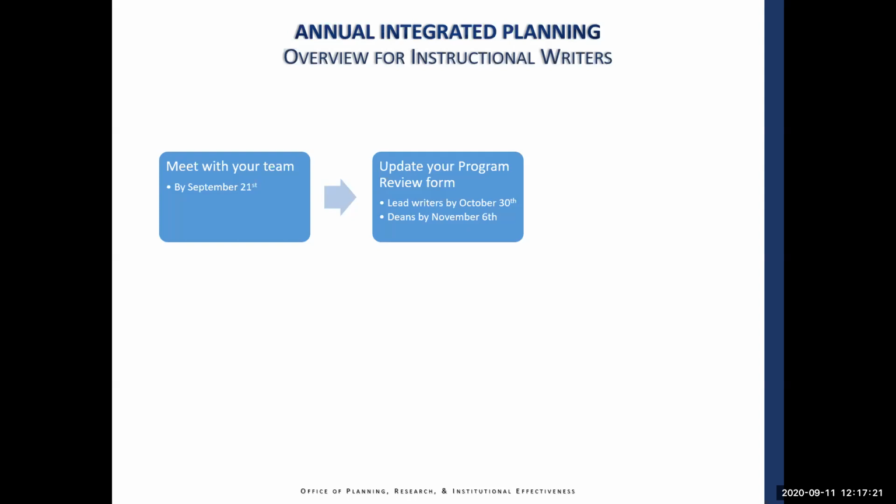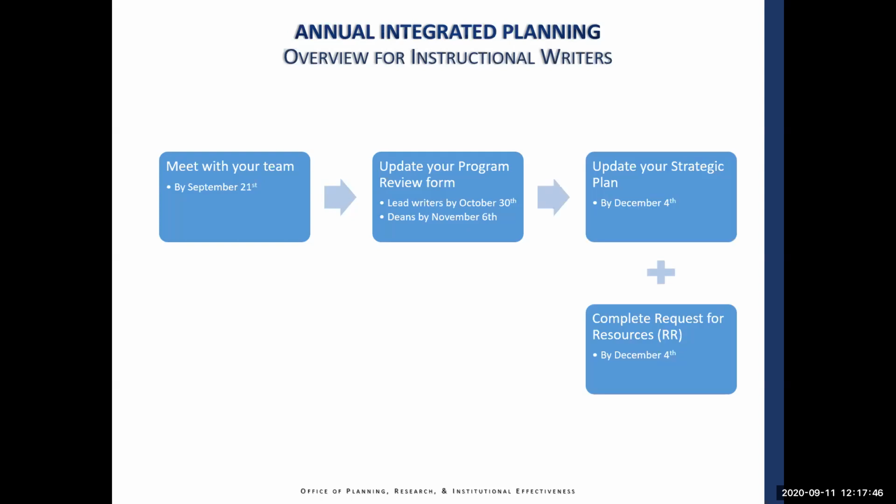The program review form needs to be updated by October 30th. This is the deadline for the lead writers, because after that, the deans will have another week to review all the contents in the program review form and assess if any changes are needed before the final submission. Once you complete this activity, you will need to start working in both your strategic plan and your request for resources.